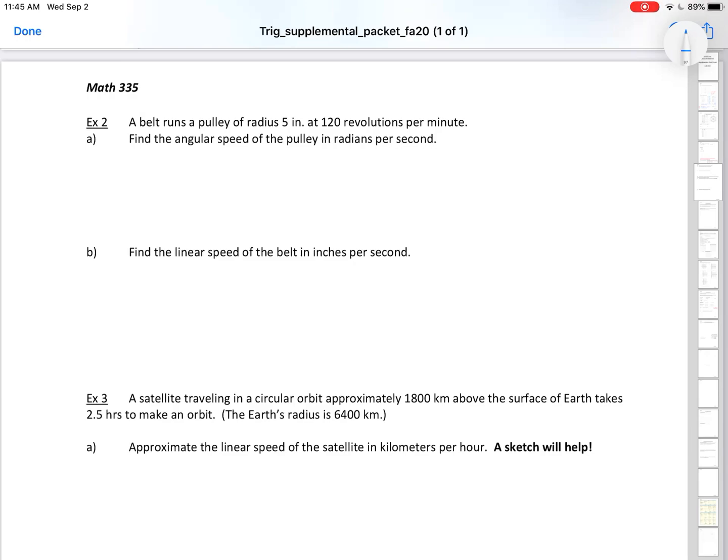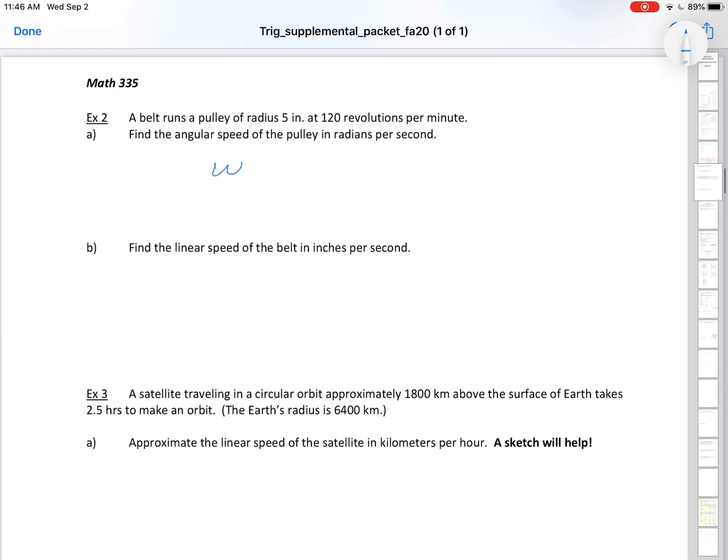We have a belt that runs on a pulley of radius 5 inches at 120 revolutions per minute. Find the angular speed of the pulley in radians per second. Okay, so we need to figure out how far it's moving. Now I've got to do some work because they want it per second. To find the angular speed, I've got to figure out the angle that it travels all over the time, right?